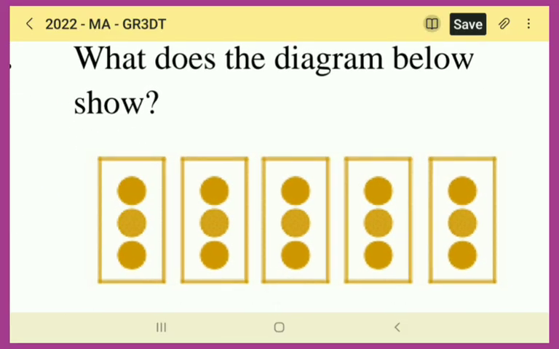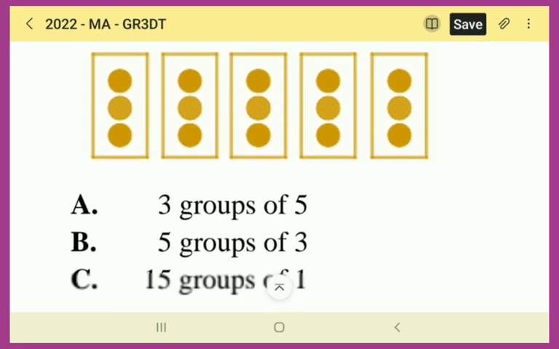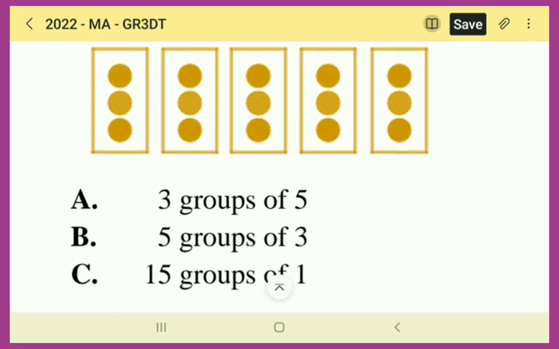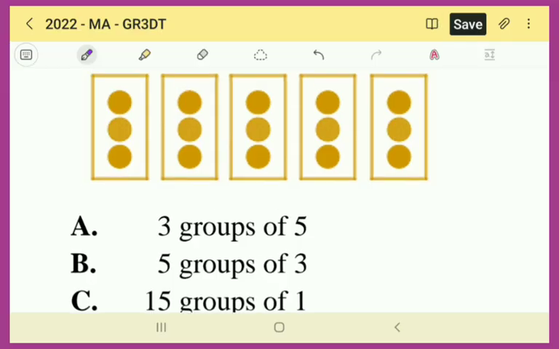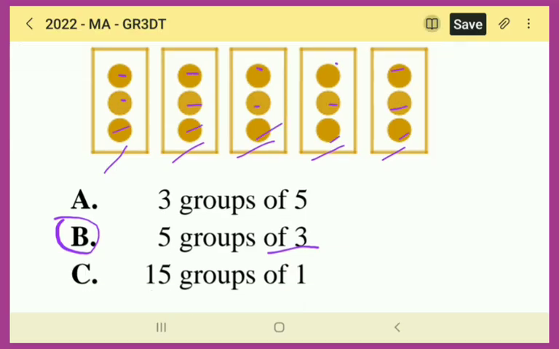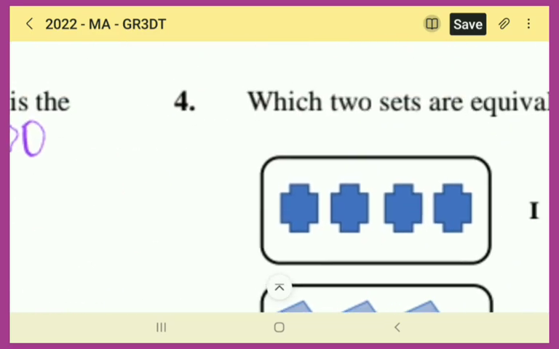Moving on to number 3. What does the diagram below show? So let's look at it and look at the responses to see exactly what they're asking. A says it's 3 groups of 5. B says it's 5 groups of 3s. C says it's 15 groups of 1. So how many groups are there? That's the first part of the answer. We have 1, 2, 3, 4, 5 groups. So anyone starting out with 5 groups, we know that's it. 5 groups of 3, meaning each group will have 3. 1, 2, 3, 1, 2, 3, 1, 2, 3, 1, 2, 3, 1, 2, 3.